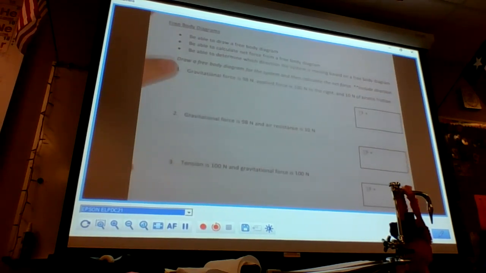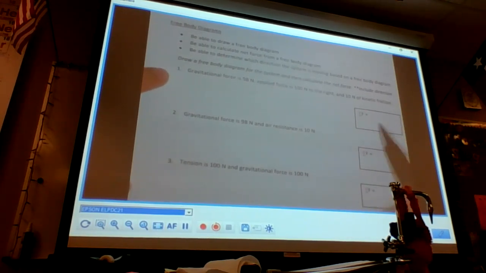So when you draw these on the test tomorrow, I'm not necessarily going to look for is the right arrow the longest arrow that you drew? Are your up and down arrows exactly the same length? I'm not going to be picky on that. The answer that you get from it and where you put your numbers on your free body diagram will tell me if you understand or not. So, let's go ahead and draw these free body diagrams, and we're going to calculate net force.